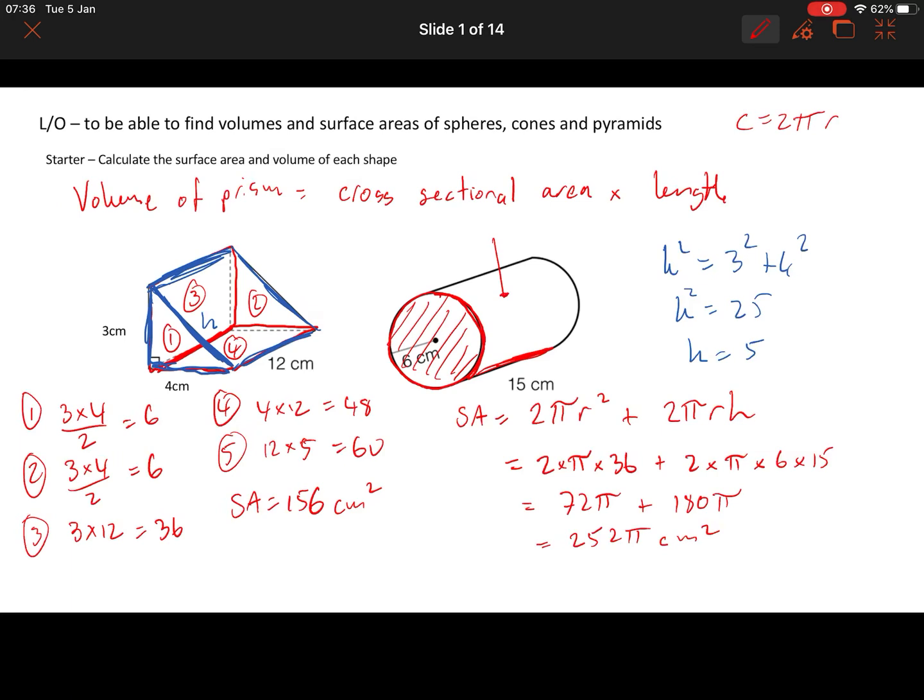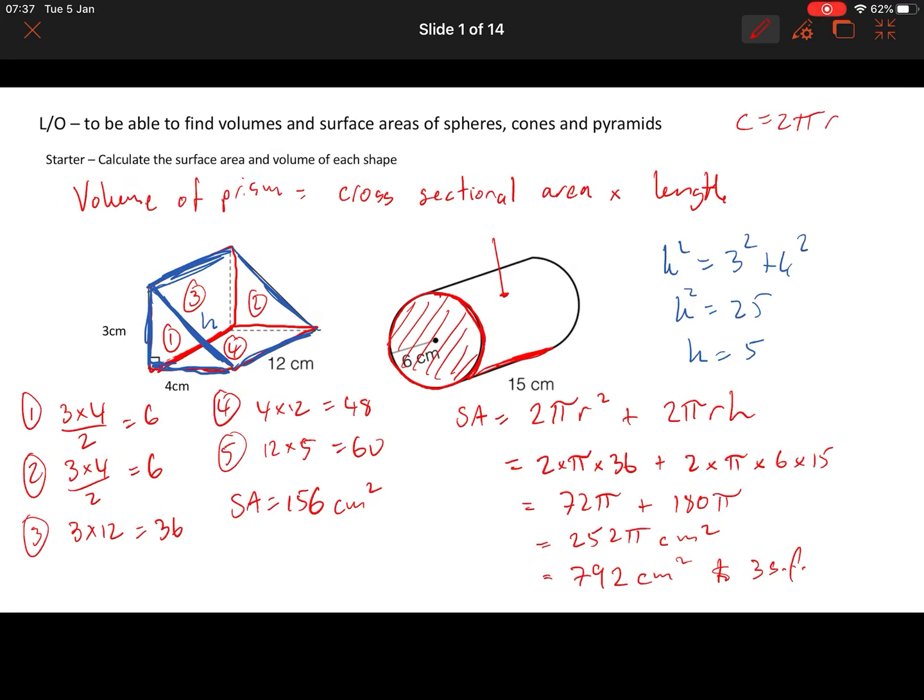If you need to do it to 3 significant figures, do 252 times pi button in your calculator, which is equal to 792 centimetres squared to 3 significant figures. So make sure you read the question. Does it want the answer in terms of pi, or does it want the answer accurate to, say, 3 significant figures?